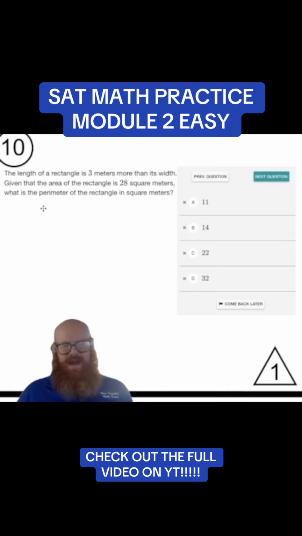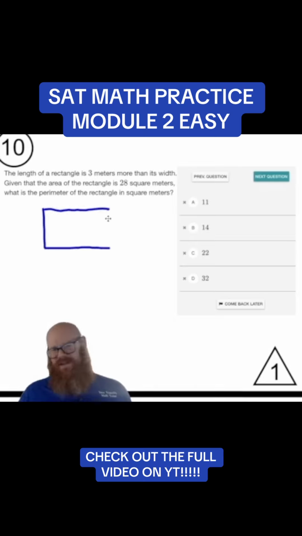Yeah, okay. I was trying to think of a quick way to just use the answers, but since they're giving us the perimeter and not the length or width, I don't think that's really helpful.